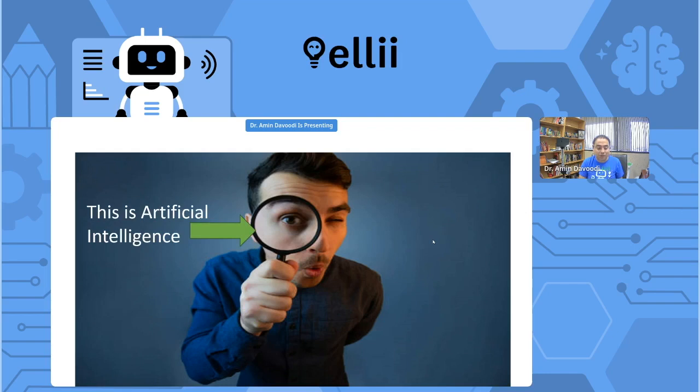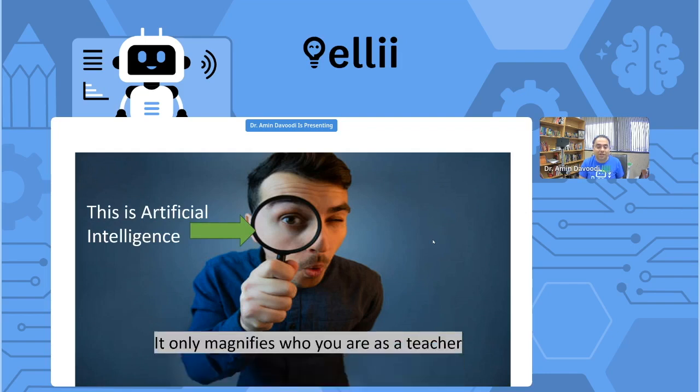So here's what I argue. This is artificial intelligence, as it only magnifies who you are as a teacher. If you're a good teacher, your pedagogy is good, you will become a better one. If not, probably it will even make you a worse teacher. Always and always, pedagogy comes first. Technology is just a tool.